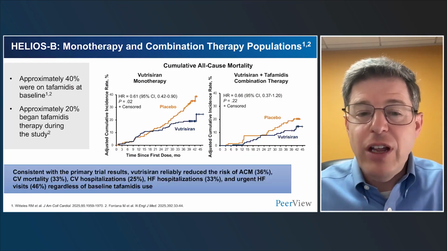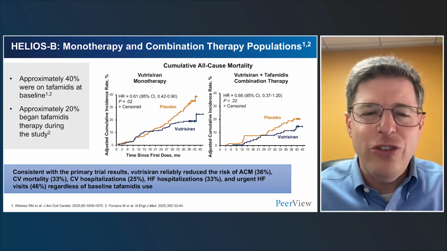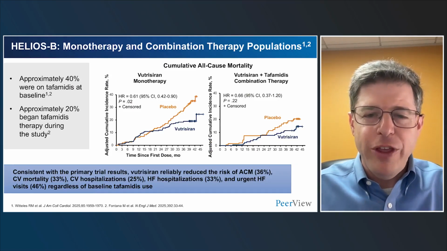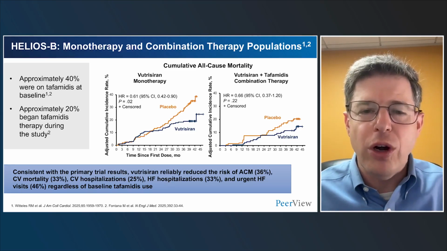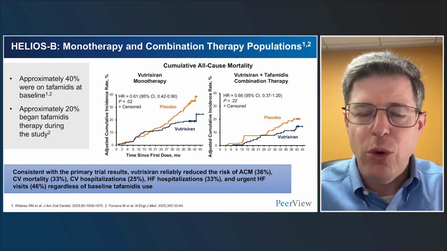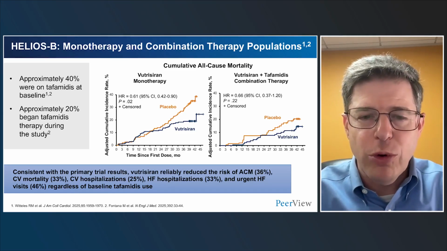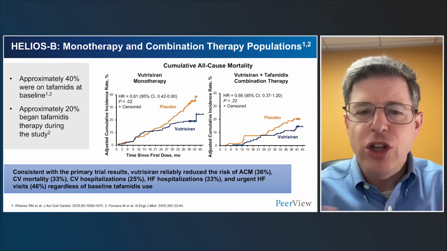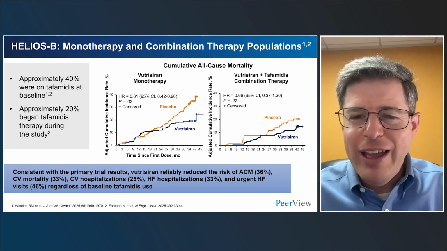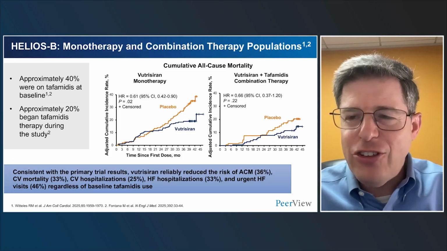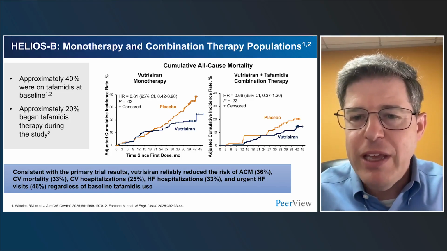Now, in addition, there's this question about combination therapy. So the trial was designed to look at both the overall population and then the 60% or so who were not on tafamidis at baseline, the so-called vutrisiran monotherapy arm. And as you can see here, looking at all-cause mortality in the monotherapy arm, clear difference favoring vutrisiran. Now, there's a lot of interest to say, hey, it makes a lot of physiologic sense to combine a stabilizer and a silencer. Maybe that would be even better.